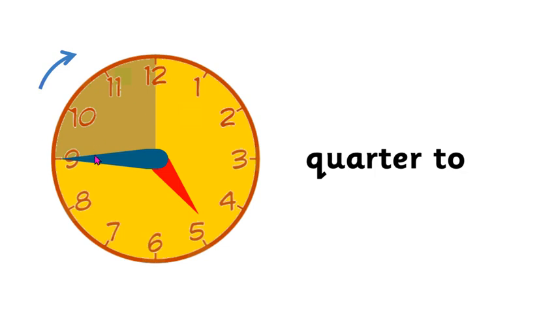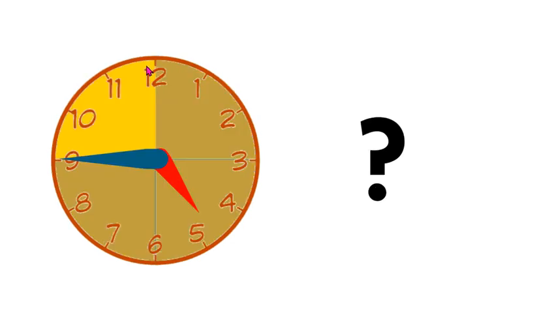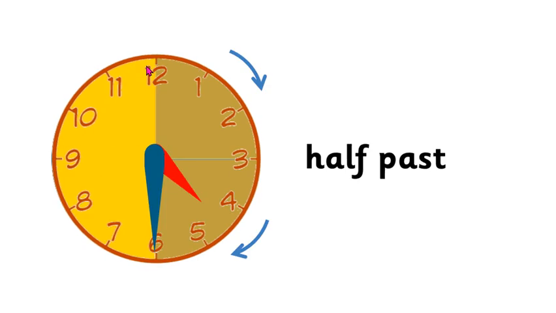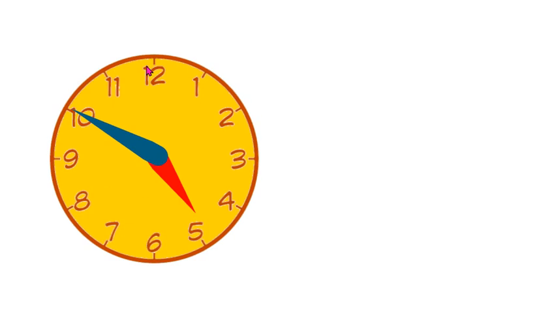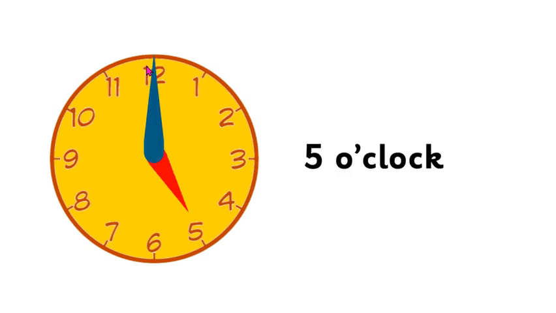This shows quarter to 5. In a quarter of an hour, it will be 5 o'clock. So we say quarter to 5. Quarter past 4, half past 4, quarter to 5. And then we keep going round and we get to 5 o'clock.